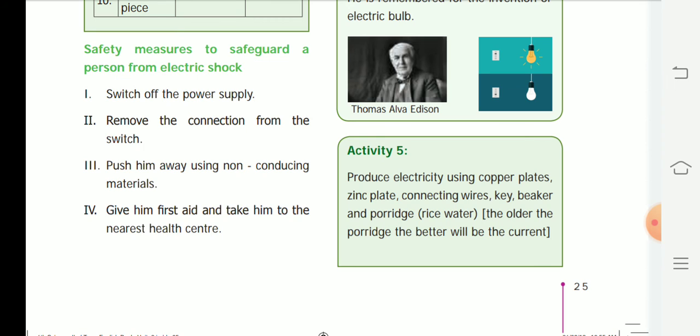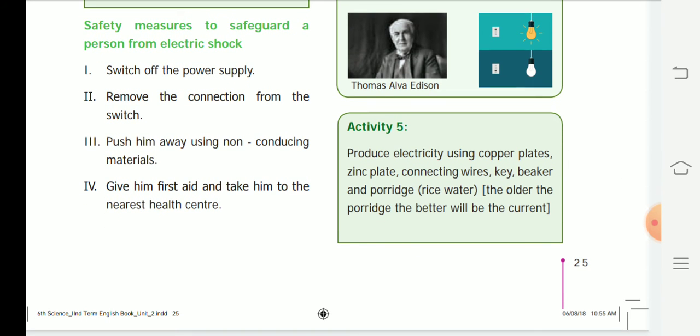You know, children, remove the connection from the switch. When you charge the phone, after your phone gets charged, you remove the connection from the switch. Okay, next, push him away using non-conductor material. We use only non-conductor materials to pass the current. It is safe for us.